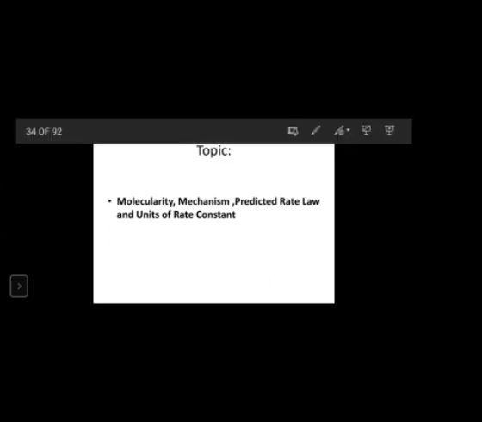So we're going to look, very quickly, at the molecularity of a reaction. Again, I will go back to the mechanism of a reaction. Then I will look at the predicted rate law. I'll be talking of the experimental rate law. Then you can predict the rate law from all the steps that are involved in the reaction. And then you can find the unit of the specific rate constant. So we are going to talk of molecularity and mechanism.